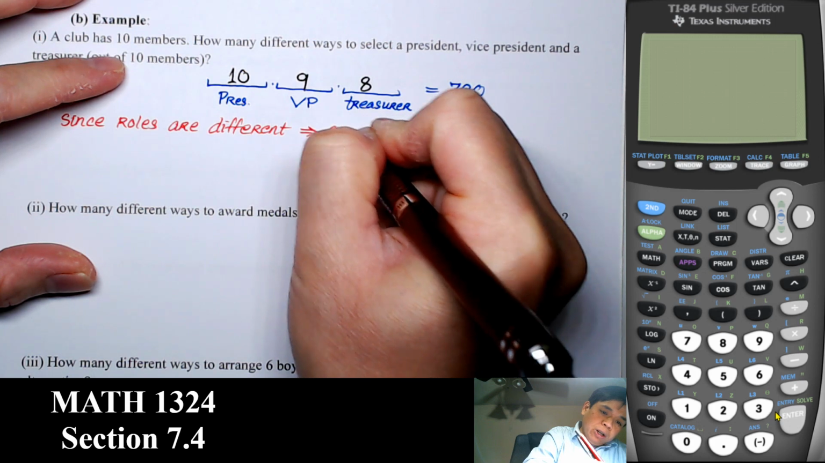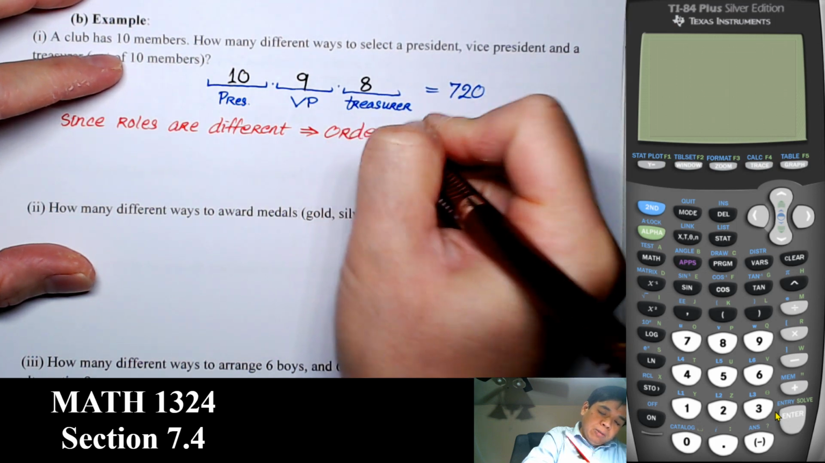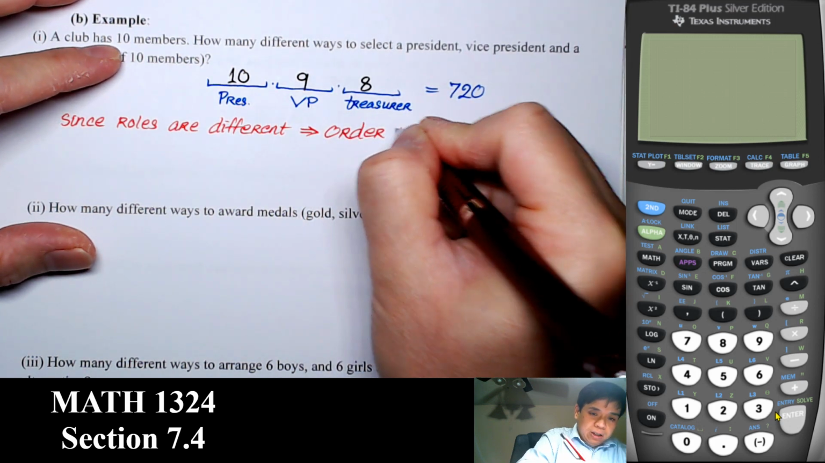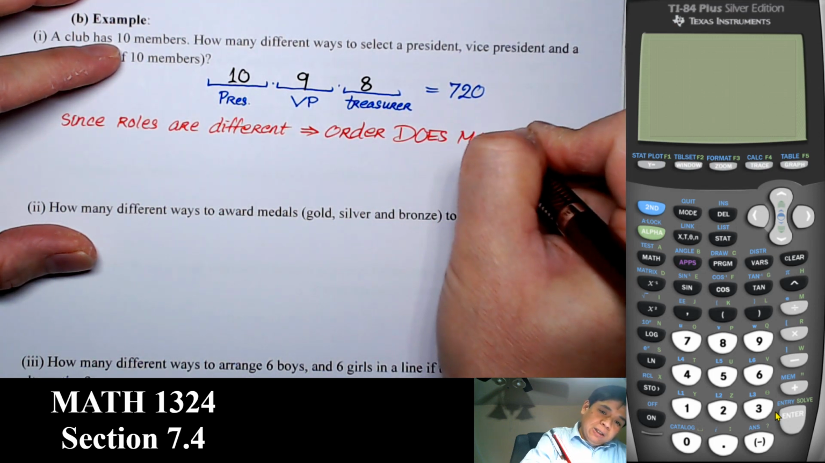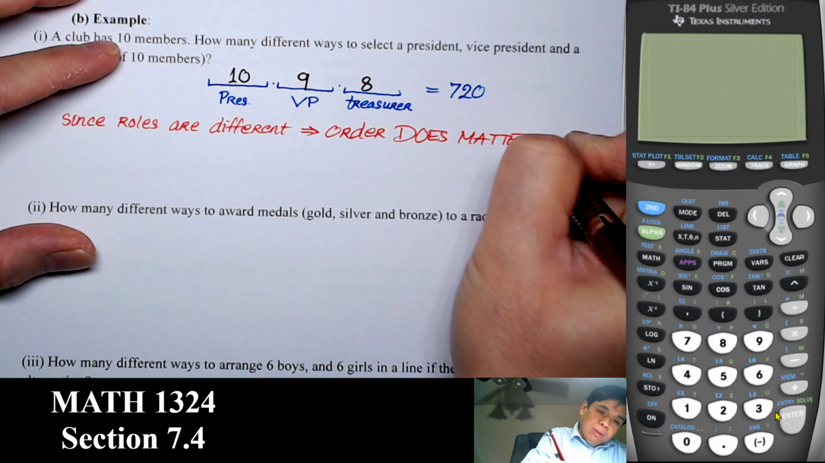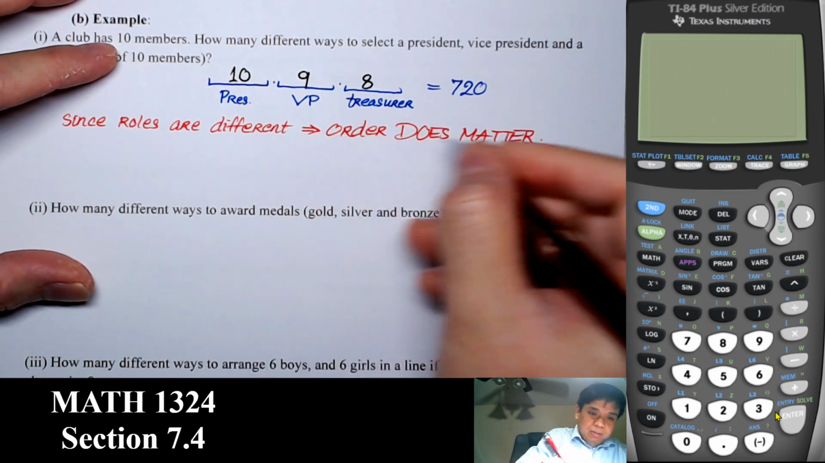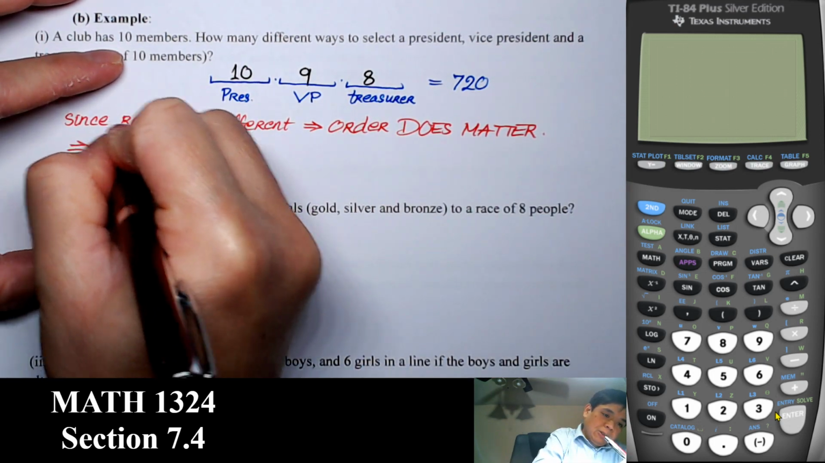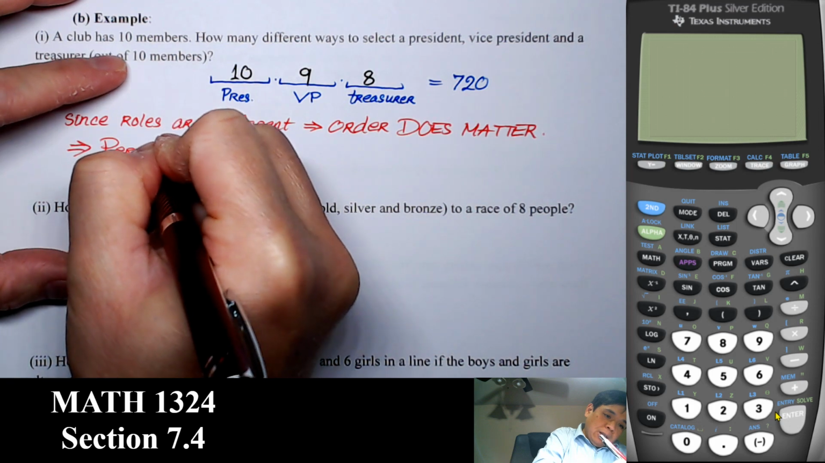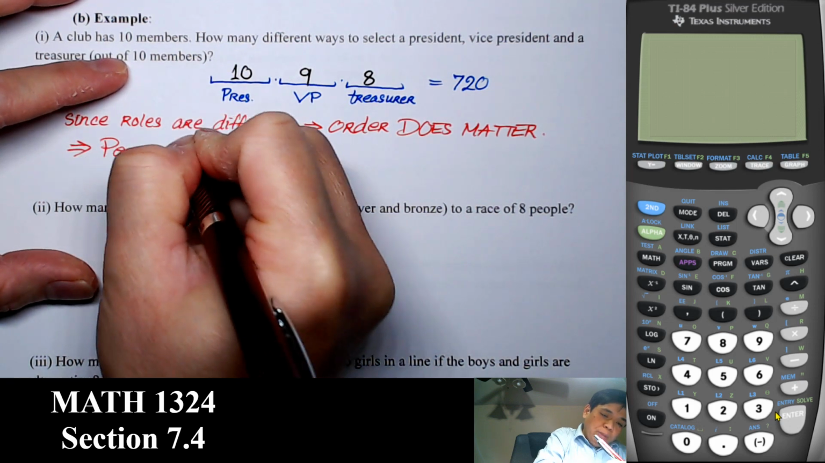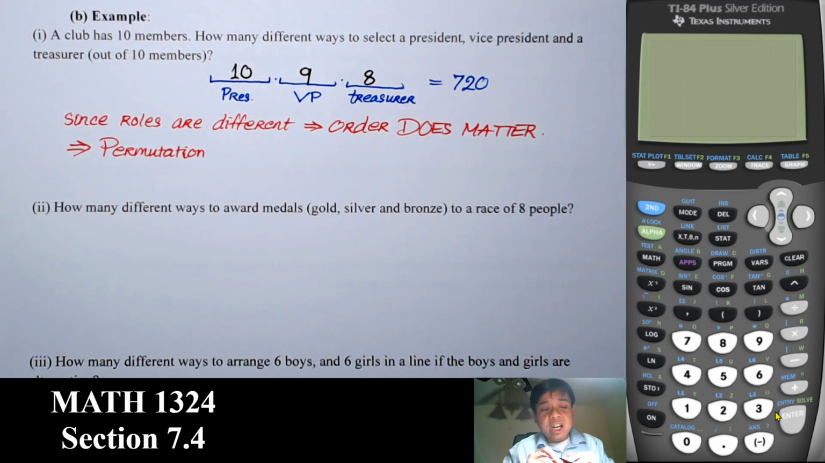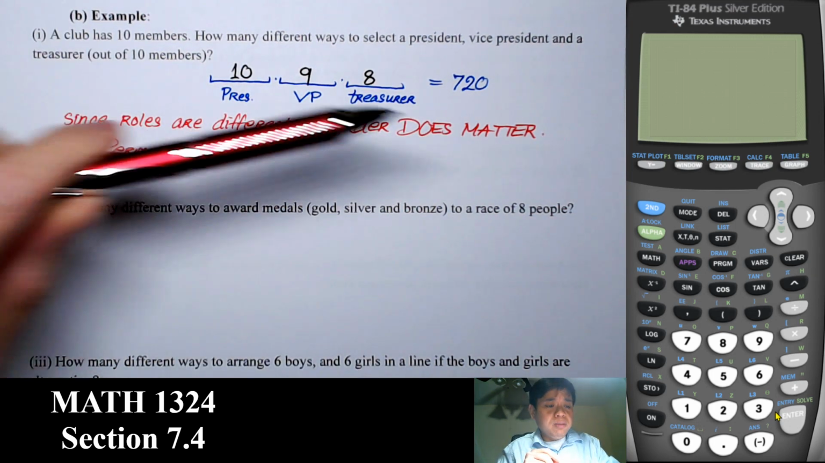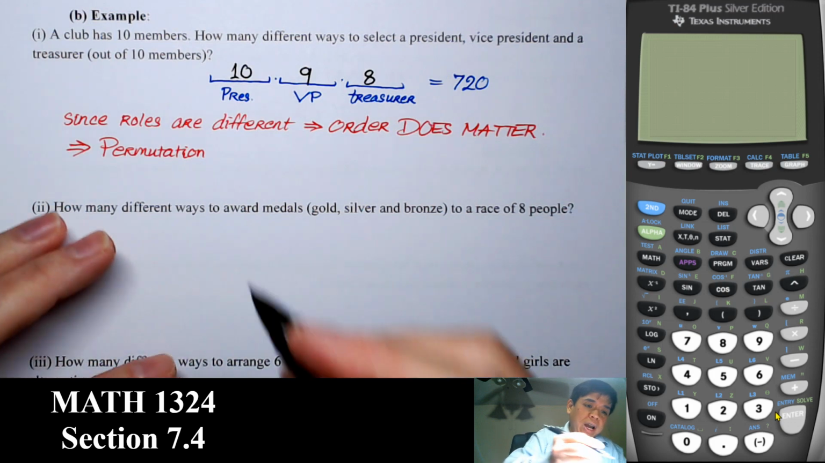That means order matters. Does matter. So that means we have permutation. If order does not matter, or if the roles are the same, the next part is combination. But here order does matter, that's permutation. And we have the permutation.